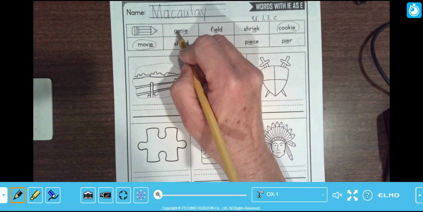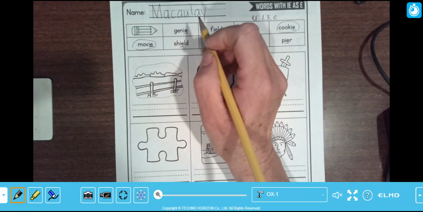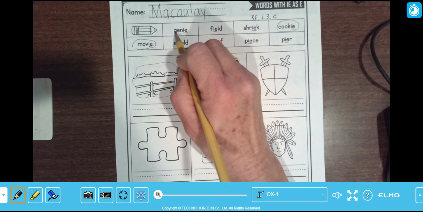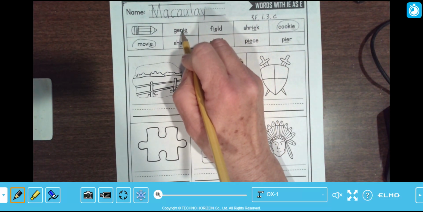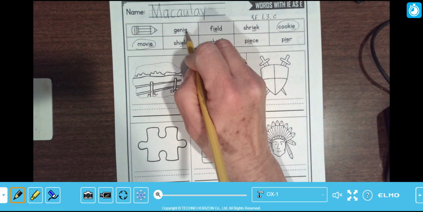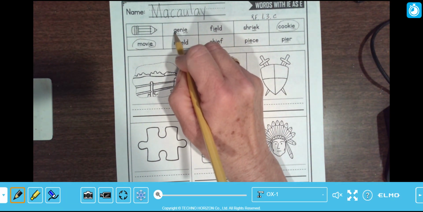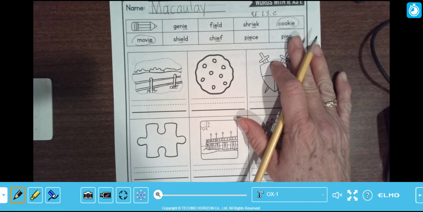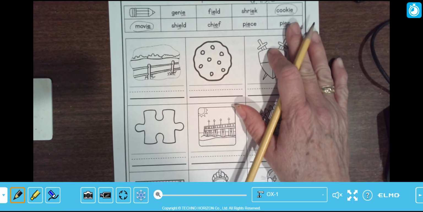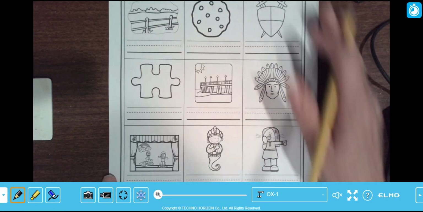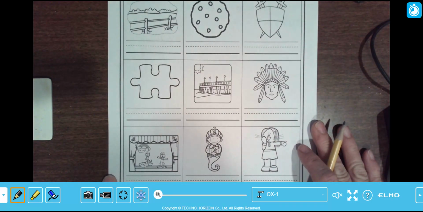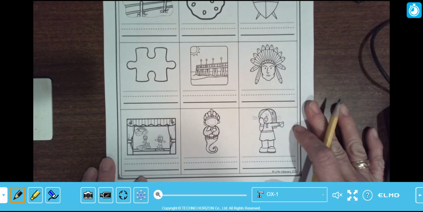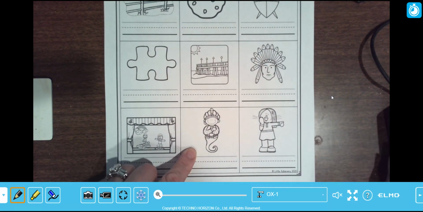Whenever the G and the E are together, the G doesn't make the G sound. It makes a J sound. So we're going to read this. Here, go. J. E. N. E. What's the word? Yeah, it's genie, right? Genie. Okay, so let's look at the pictures. And do you see a genie? Yes, right here. There's the genie.